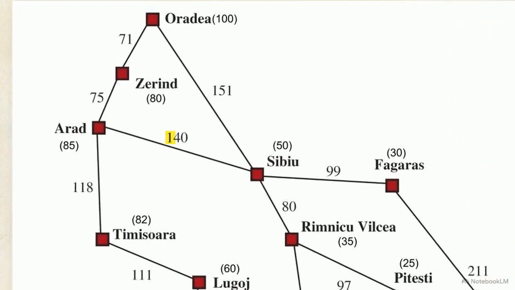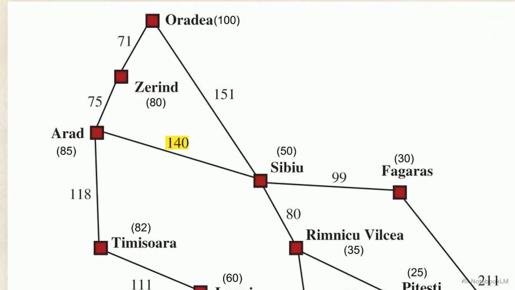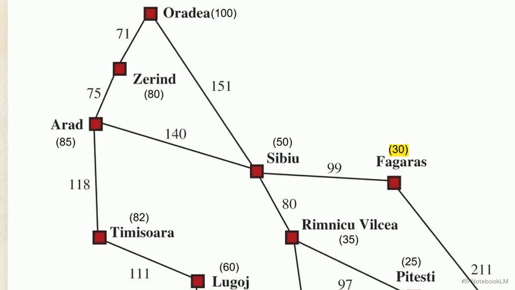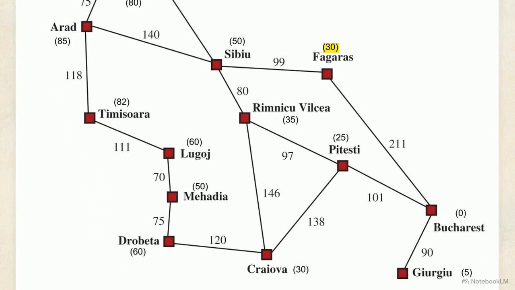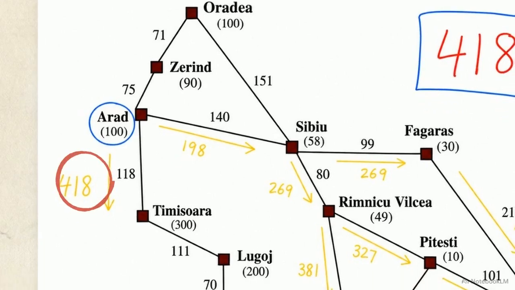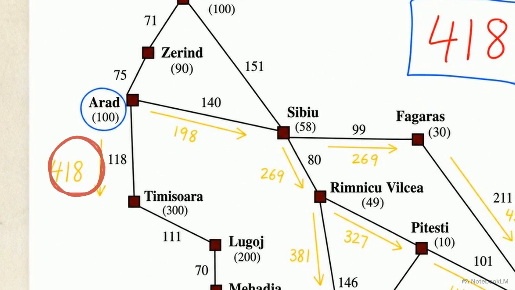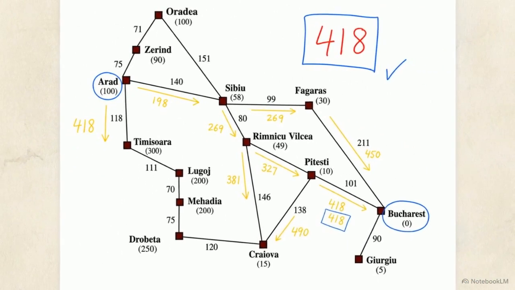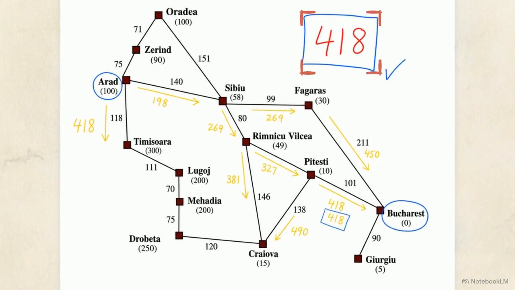The numbers along the solid lines are actual travel costs, while numbers in brackets are straight-line distance estimates to the goal of Bucharest. A* calculates the optimal route by adding the actual distance traveled to the heuristic estimation. By comparing these combined scores, it avoids dead ends entirely and locks onto the path through Sibiu, Râmnicu Vâlcea, and Pitești, achieving the lowest possible travel cost of 418.